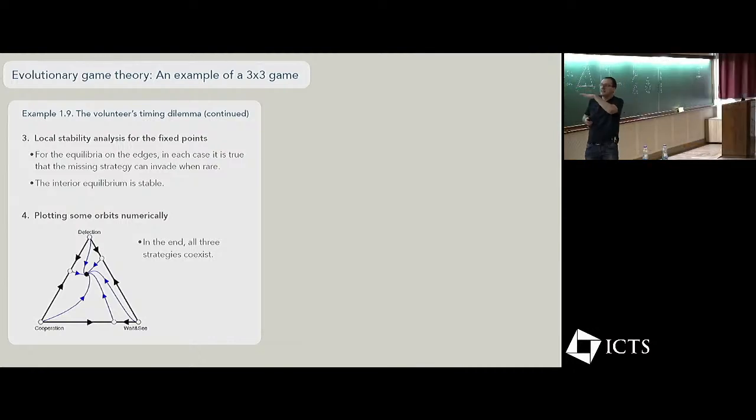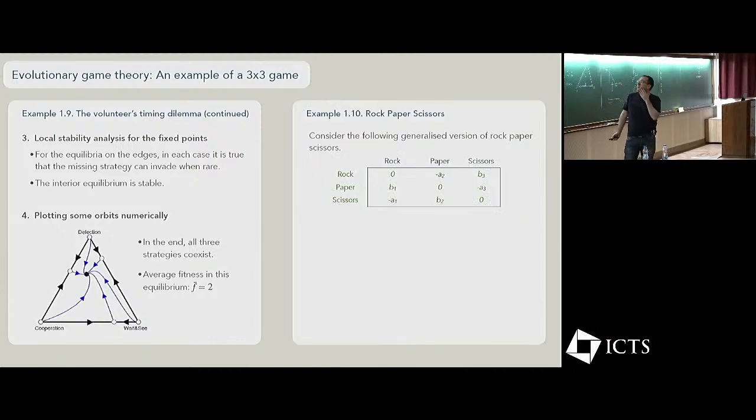Yeah, in the end, in this game, all strategies coexist, which probably wasn't that easy to see if you just stare at the matrix itself. The average fitness in this equilibrium happens to be 2, which is kind of obvious because in this equilibrium, everyone needs to get the same payoff, and cooperators just always get the payoff of 2. Yeah, so this was one example.